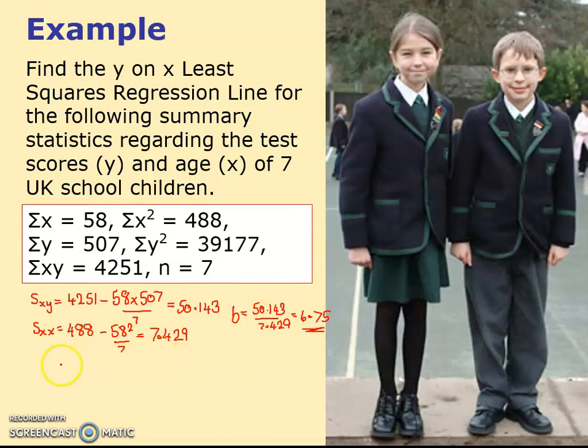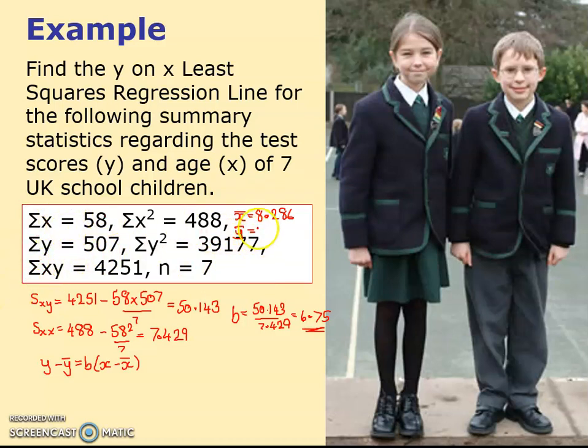Now, the next thing I need to do is use my y minus y bar equals b times x minus x bar formula. So it implies I need those two things. So let's find them now. So x bar is 58 divided by 7. 58 divided by 7 is 8.286, I suppose, if I was doing 3dp. And y bar, what is y bar? It's 507 divided by 7, which is 72 and a bit.